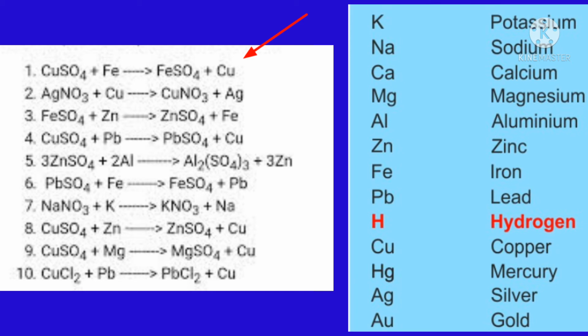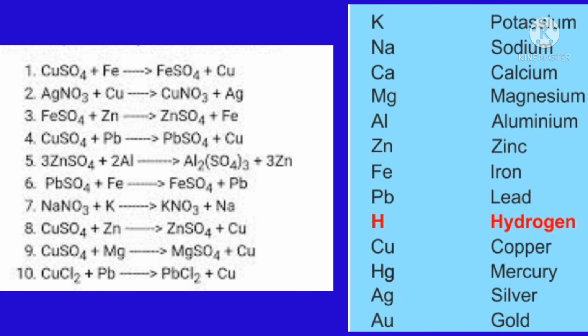First, look at the first equation. In this, iron is a metal and in the salt, copper is a metal. This iron is top in the series, whereas copper is lower in the series. So, which is the stronger metal? Iron. This iron is stronger than copper. So, in copper's place you have to write iron and you will get iron sulfate salt plus copper precipitate.